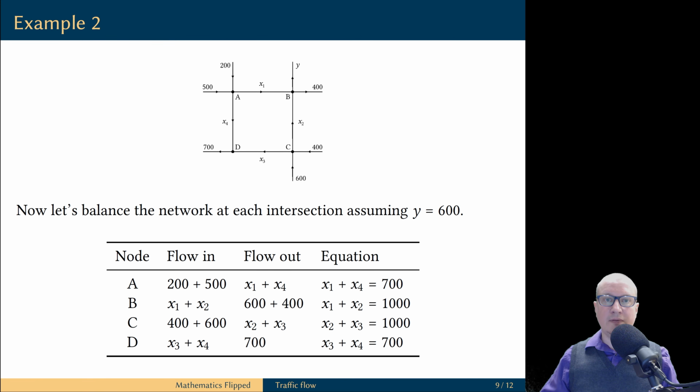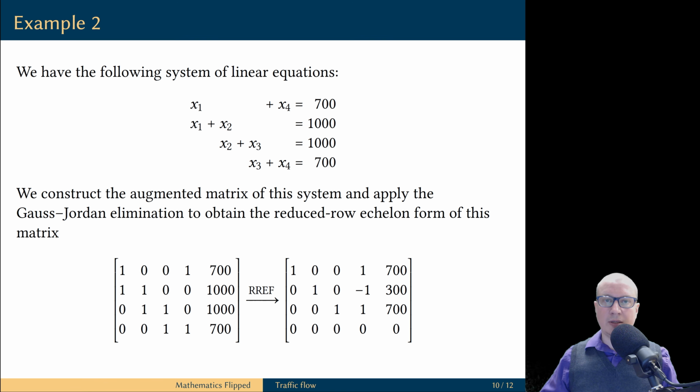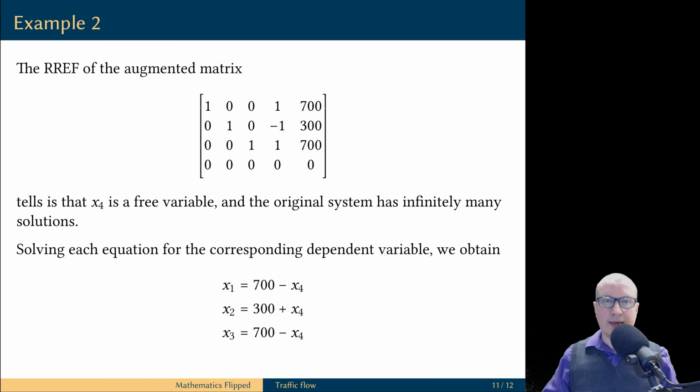As a second step, we need to balance the flow at each node. So we compute the flow into each node, the flow out of each node, and we set them equal to each other. This results in 4 linear equations in 4 variables. These equations form a linear system. We write the augmented matrix of this linear system and apply the Gauss-Jordan elimination algorithm to find the reduced row echelon form of the augmented matrix. Once again, we see that x1, x2, and x3 are the dependent variables and x4 is a free variable.